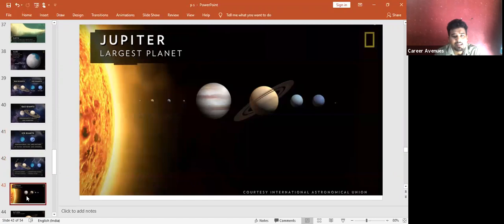So here we have our sun, 99.8%. This is Mercury, Venus, Earth, Mars, Jupiter, which is the largest planet. Venus is the hottest planet. Then the largest ring in the entire solar system is in this one, Saturn, then Uranus and Neptune, and here we have Pluto, very tiny.